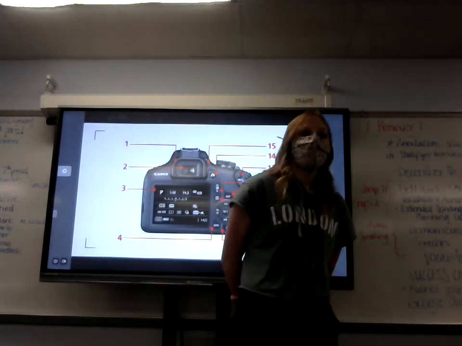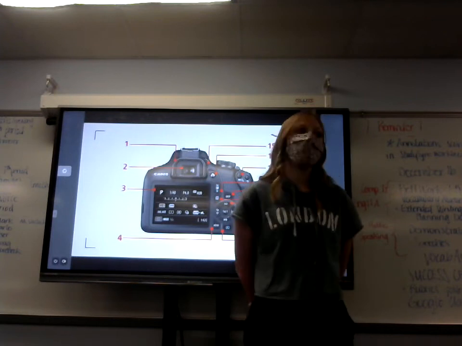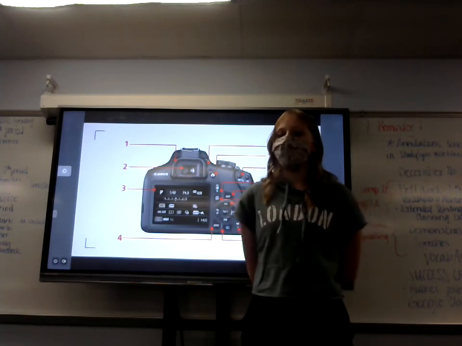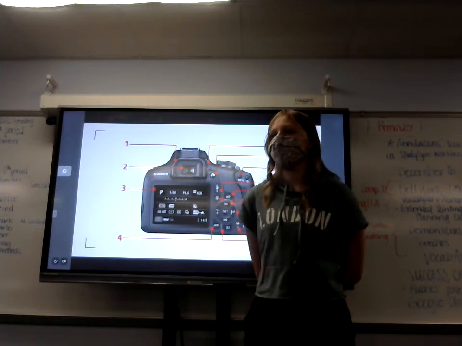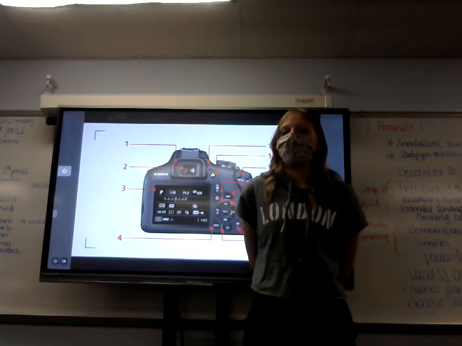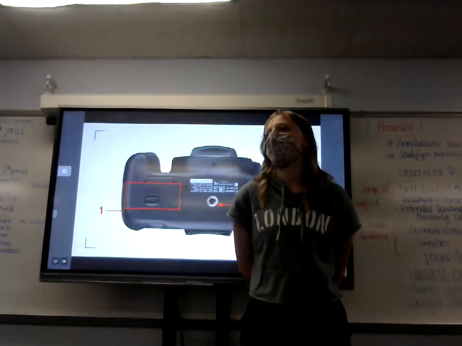Number 2 is the viewfinder eyepiece, or where you look when taking photos. Number 3 is the LCD monitor, or the screen. Number 4 is the menu button. Number 5 is the playback button. Number 8 and 9 are part of cross keys and set button. Number 15 is the diopter adjustment knob. And on this last photo is number 1, which is the battery compartment, cover, and lever.